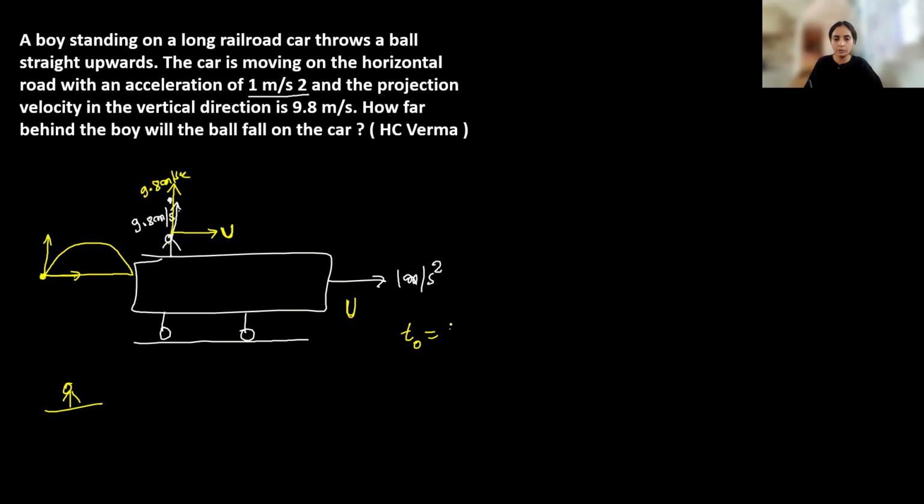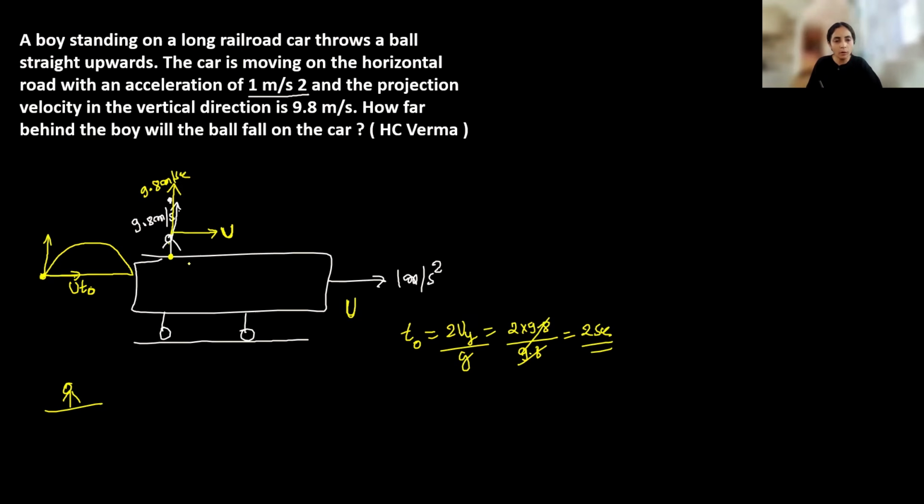मैंने बोला है प्रोजेक्टाइल मोशन में टाइम ऑफ फ्लाइट आप कैसे निकालते हो? 2u/g. So u_y value is given, that is 9.8, right? So 2 into 9.8 by 9.8. So that will become how much? 2 seconds. So 2 सेकंड के बाद वो गिरेगा. So 2 सेकंड के बाद vertically it will come down to this point. Done it. And in that 2 seconds, how much horizontal distance this ball in the air will cover? That will be equal to u into t naught. So this distance will be u into t naught. Agree? So 2 into u.